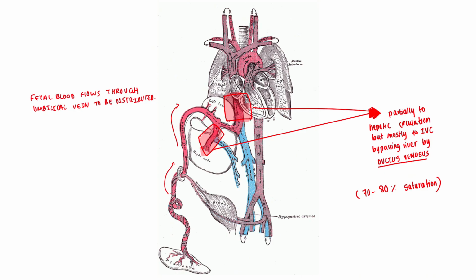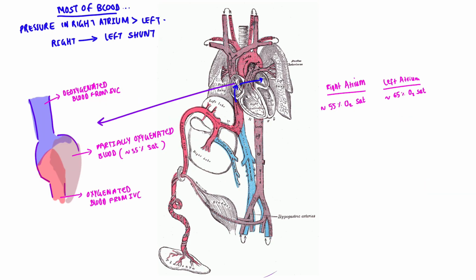Fetal blood flows through the umbilical vein and is partially distributed to the fetal hepatic circulation, but most of it enters the inferior vena cava, bypassing the liver via the ductus venosus. This blood has an estimated oxygen saturation of 70 to 80%. From the inferior vena cava, blood travels into the right atrium of the heart, where it is directed across a shunt into the left atrium.